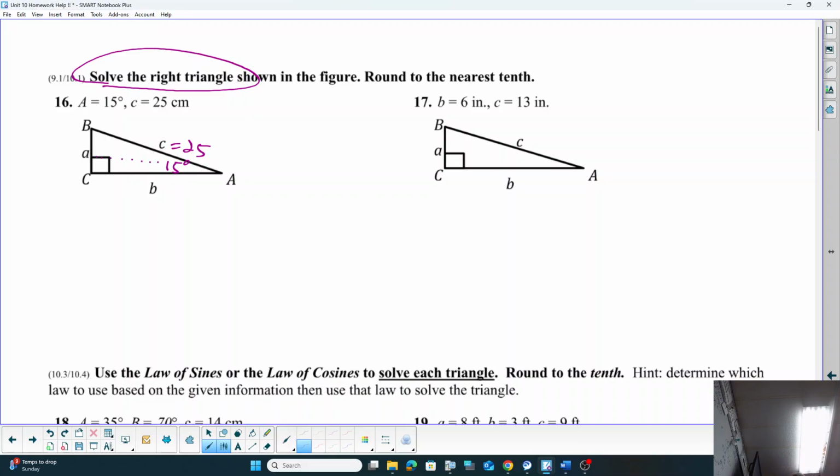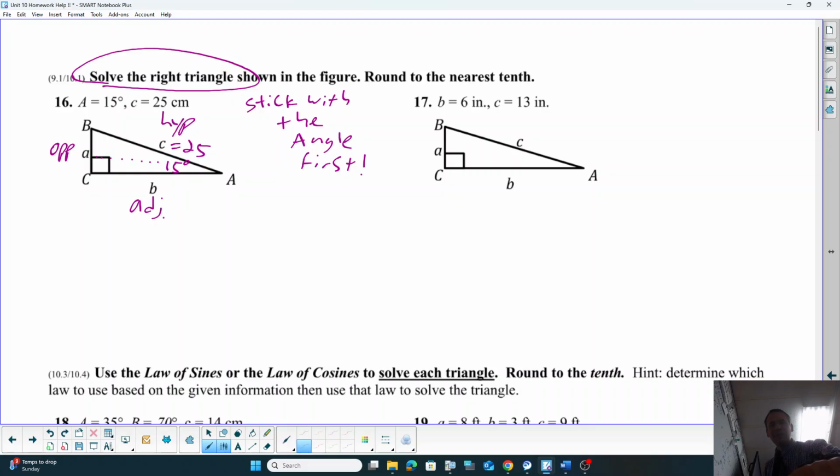So from our angle, this is going to be the opposite side. Don't find the other angle, don't confuse yourself. Just stick with the angle they give you first. So opposite, adjacent, hypotenuse. Beautiful.